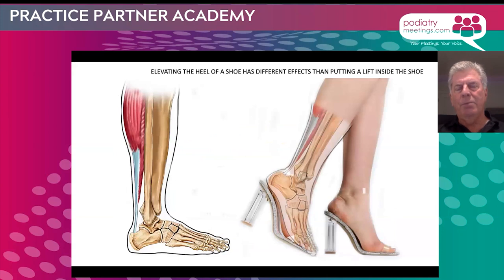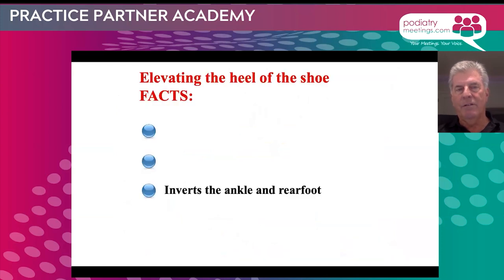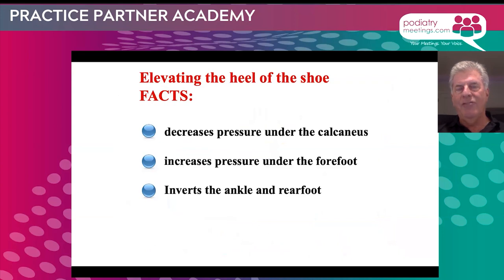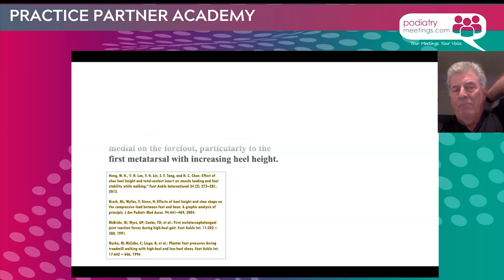Now, what's interesting is when we place a subject in an elevated or a so-called high heel shoe, we see much different effects than with that same individual wearing a low heel running shoe and a 1 centimeter heel lift. When we put a patient in a high heel shoe, it decreases pressure under the calcaneus and shifts pressure to the forefoot. But it also creates some instability, primarily with inversion of the ankle and hindfoot.